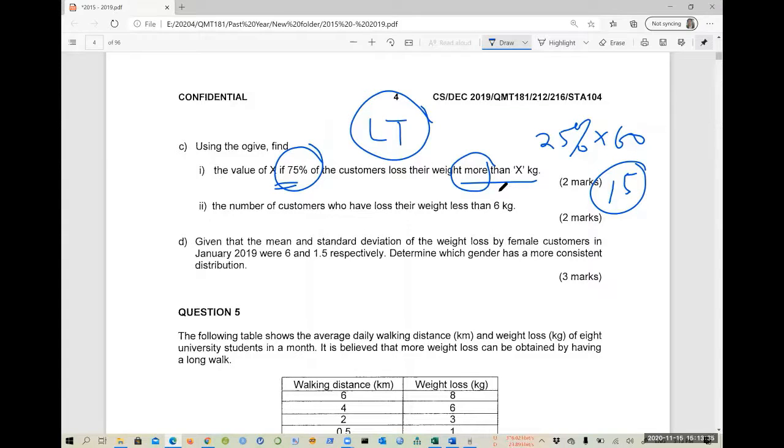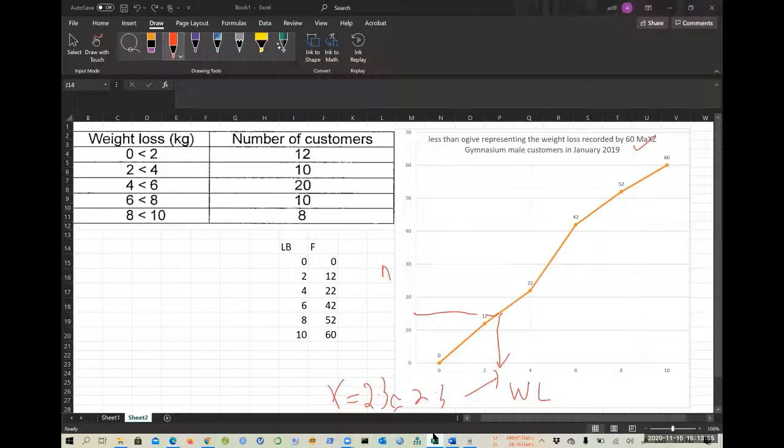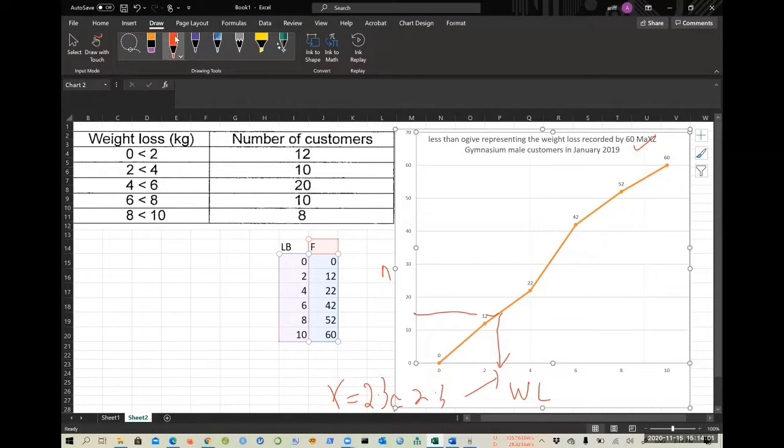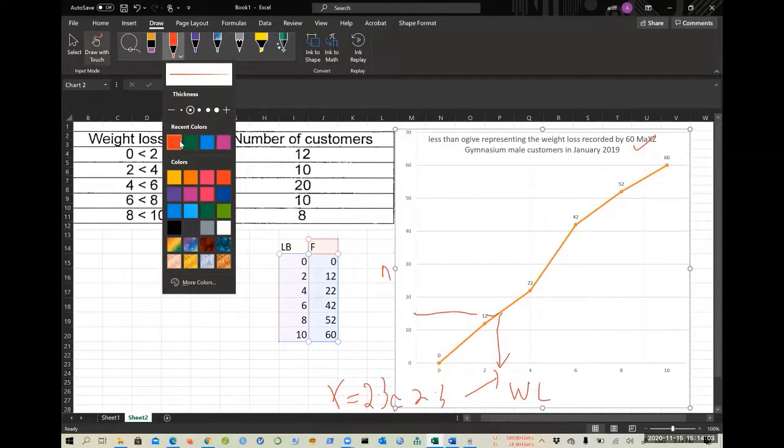Alright. And then the second one asks you the number of customers who have lost their weight less than 6 kg. Yang ni dia gunakan less than. So berapa ramai customer yang berat dia kurang sebanyak 6 kg. Okay, so go back to this one. So you look at 6. So this gives you this one.